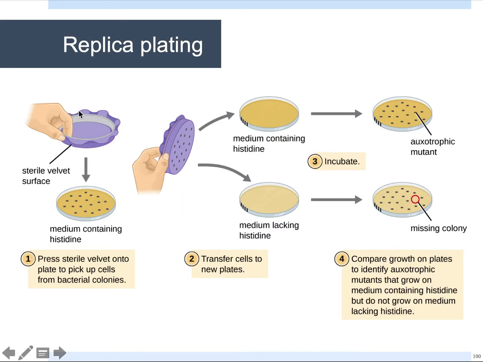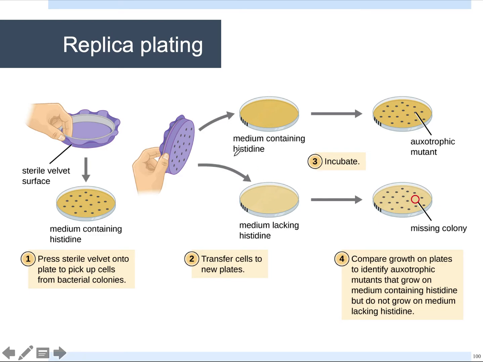We do that using what we call replica plating. In replica plating, you have a medium, for example, we use the histidine example. We have a medium that has histidine in it. We grow or culture the bacteria, and then we use a particular surface. You have this velvet sterile surface that you then use to press against the surface to pick the microorganisms. Then you transfer them to separate plates.